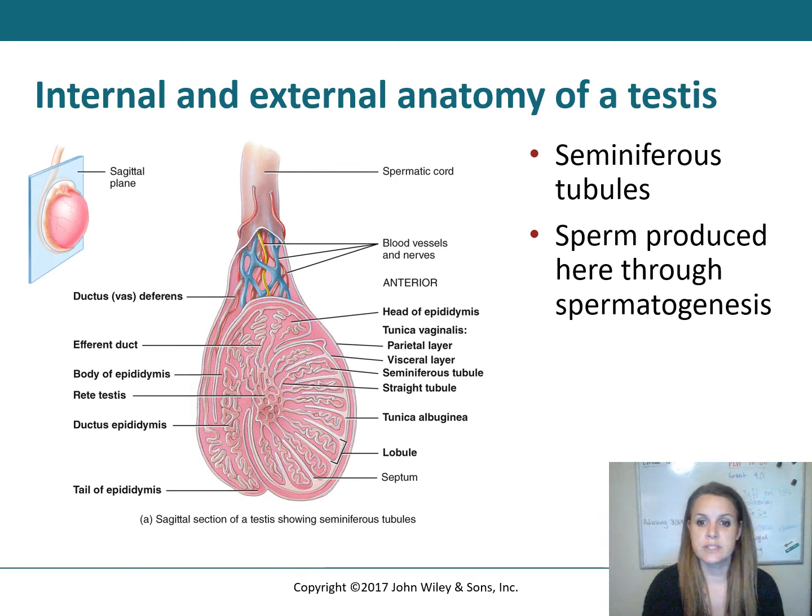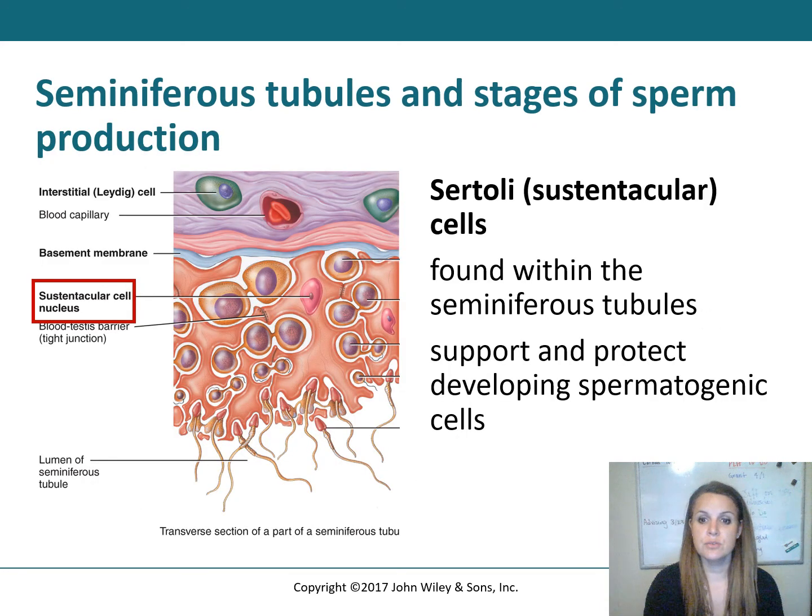They are full of what's called seminiferous tubules. And this is where sperm are produced through a process called spermatogenesis. There are two really important cell types that are used in the seminiferous tubules to support spermatogenesis.